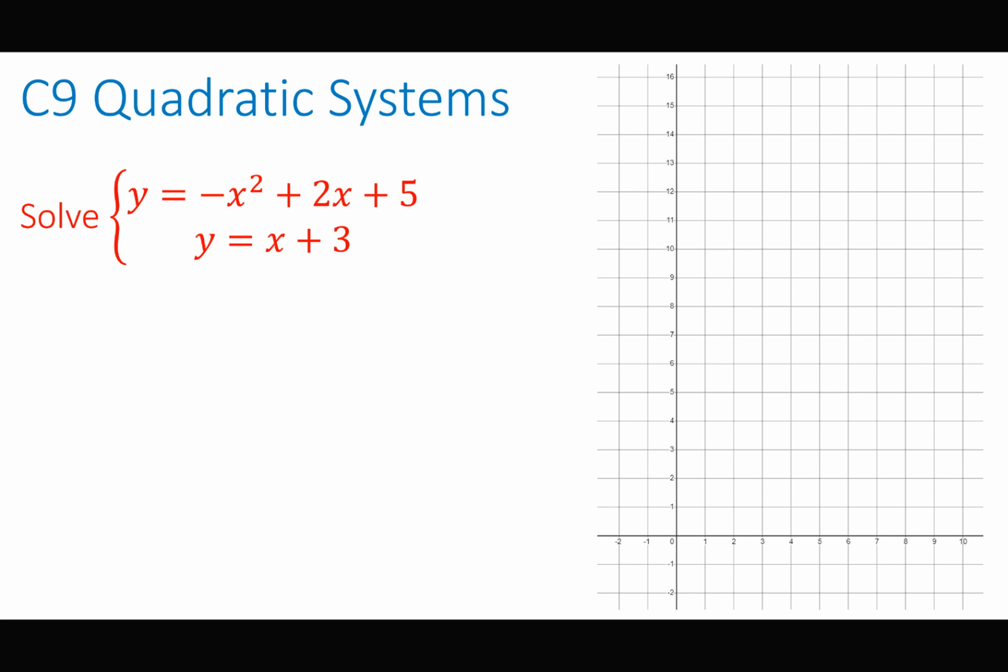So the first one, y equals negative x squared plus 2x plus 5, is a quadratic. And then the second one is just a linear, y equals x plus 3. Y equals x plus 3, that's pretty straightforward. That has a y-intercept here at 3. The coefficient on x is 1, so my slope is just 1. So up 1 over 1, up 1 over 1. It's going to look like this.